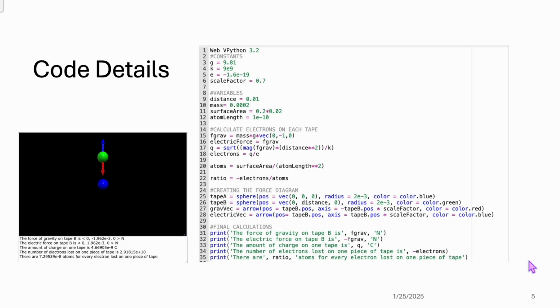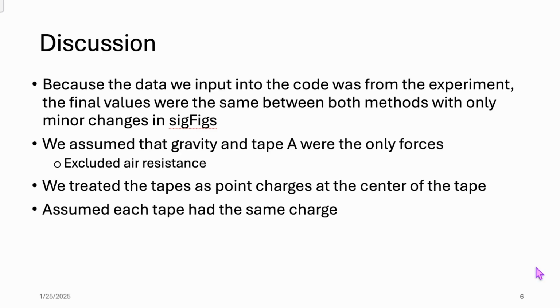And I printed a few sentences from the things that GlowScript calculated, and you can see on the left the force diagram matches the force diagram that I created, and you can see the results from the equations are also the same as what I calculated. Because the data we input into the code was from the experiment, the final values were the same between both methods with only minor changes in significant figures.